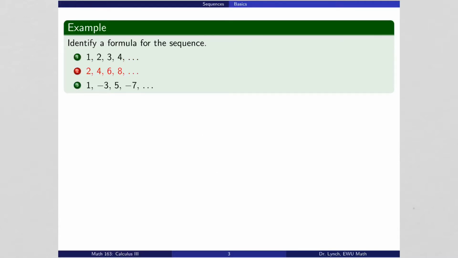Similarly here, we see the first term of the sequence is 2, the second term is 4, the third term is 6, and the fourth term is 8. Pretty clear that we have the even numbers. In this case, those even numbers are, of course, represented by a sub n equals 2n. So the sequence in this case will just be expressed as curly brace a sub n, where that is 2n.